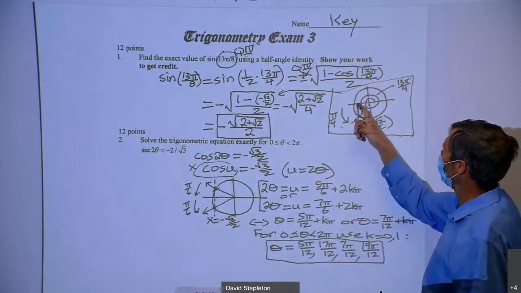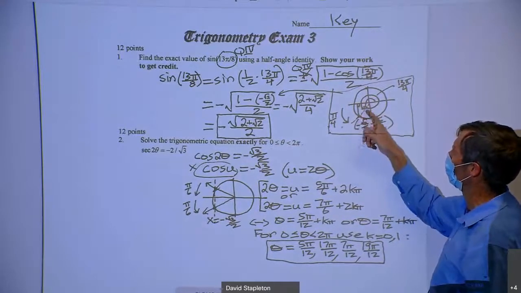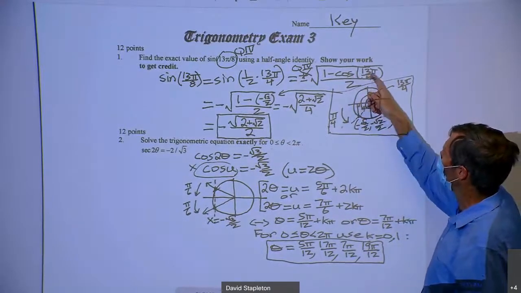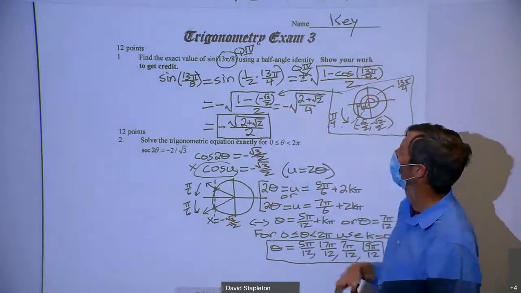So now I drop the perpendicular. It's a 45, 45, 90 triangle. So the coordinates are minus square root 2 over 2, minus square root 2 over 2. It follows the cosine is minus square root 2 over 2. And I put it in here.